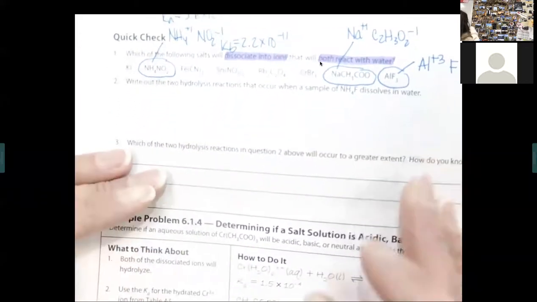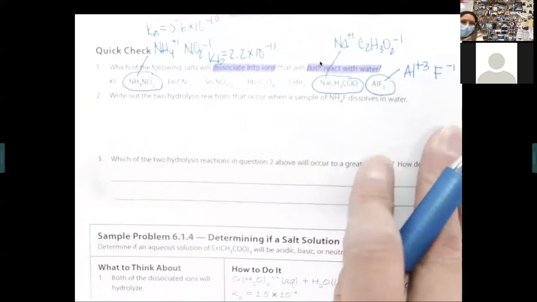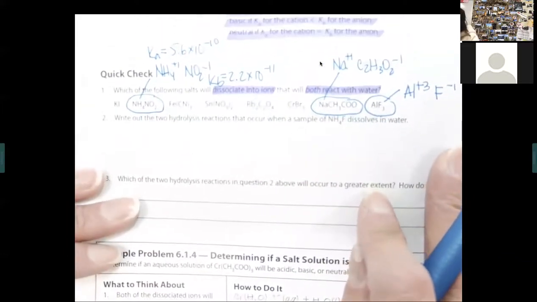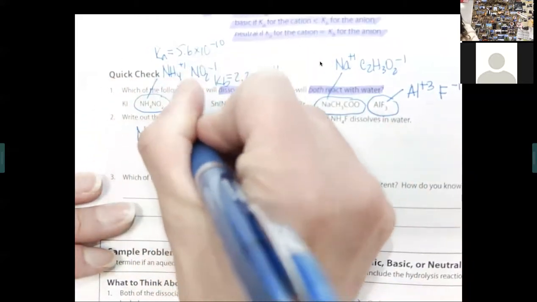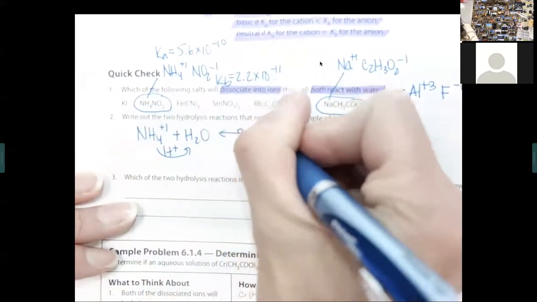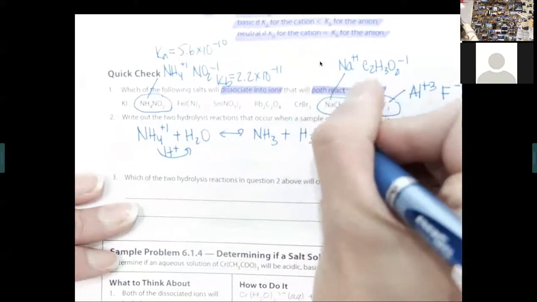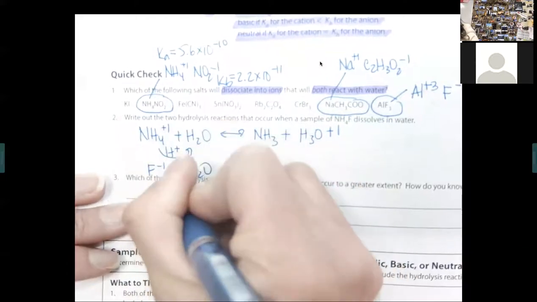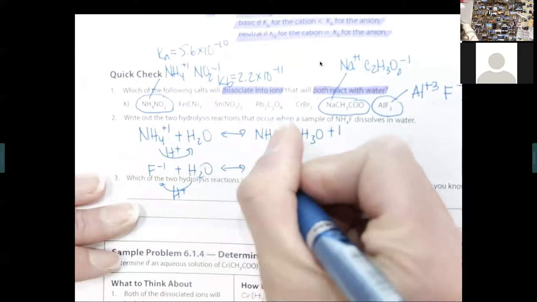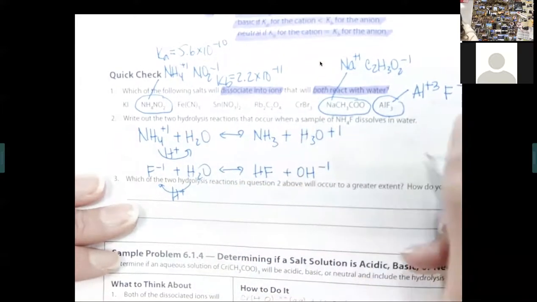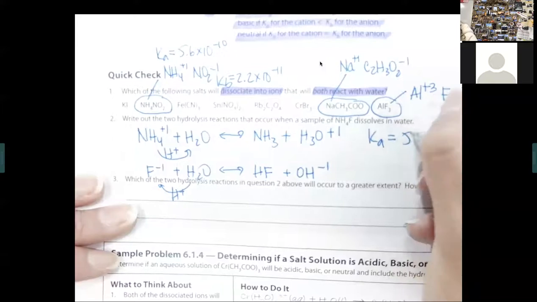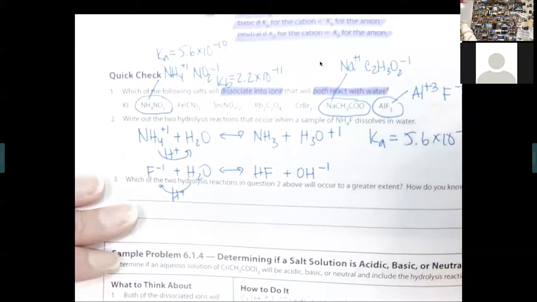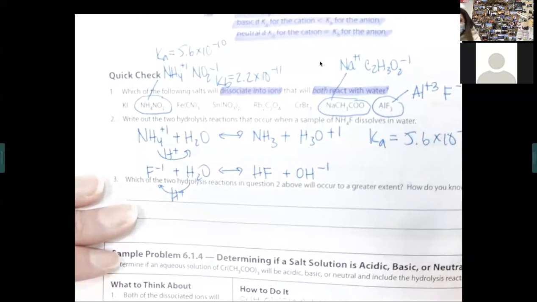And number two, they want us to write out two hydrolysis reactions that occur when a sample of NH4F dissolves in water. So if you've got your NH4+1 in water, what's going to happen is a hydrogen will join the water. You'll get NH3 and H3O+1. For the F-1, you're going to have a hydrogen given to it, and you're going to form HF and OH-1. The Ka for this is 5.6 times 10 to the negative 10. That's for the NH4+1.